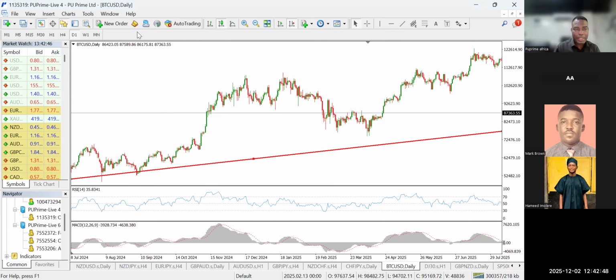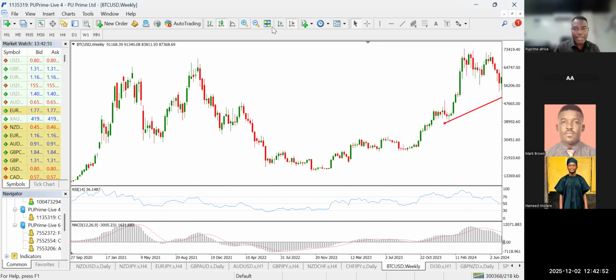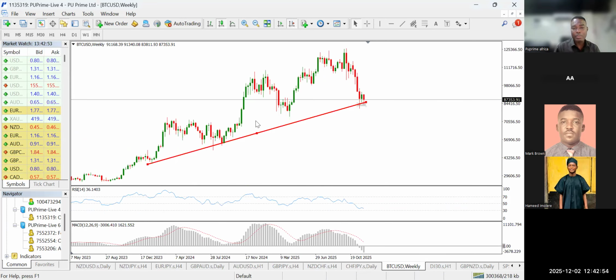we can see, okay, let me start from the weekly time frame. We can see the trend line, the overall trend on the BTC/USD is bullish. Price is bouncing some higher low, and higher low. So technically, we're looking for an upward movement on the BTC USD on the weekly time frame.